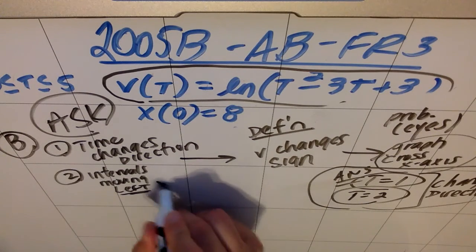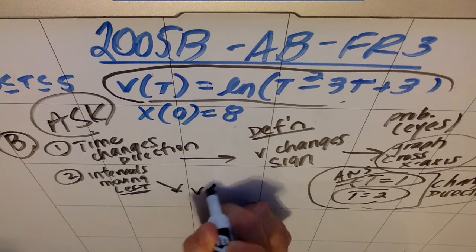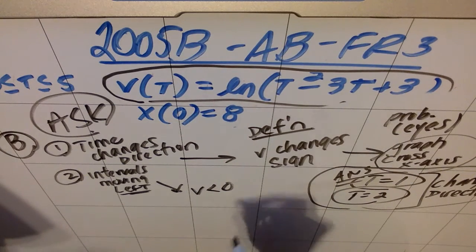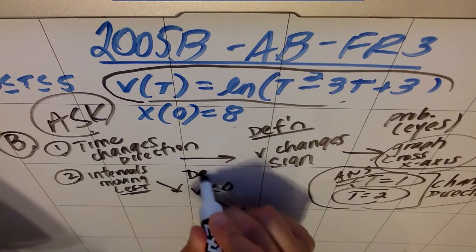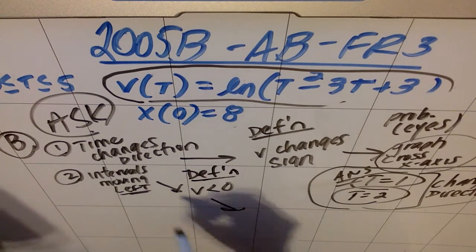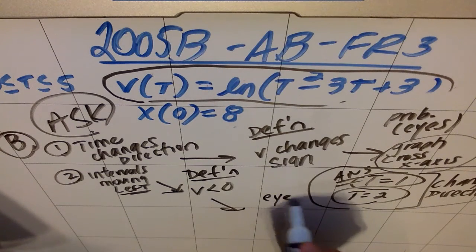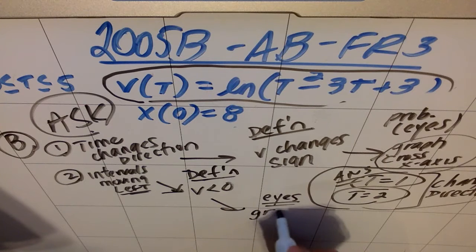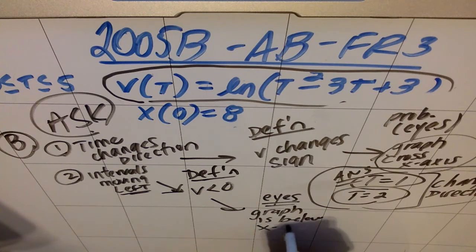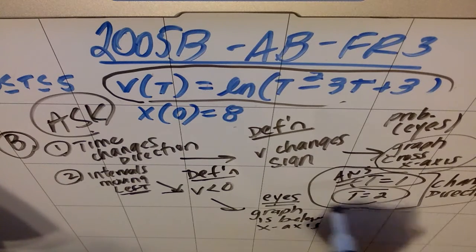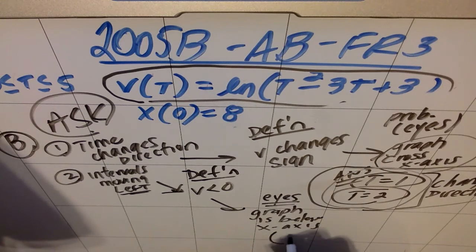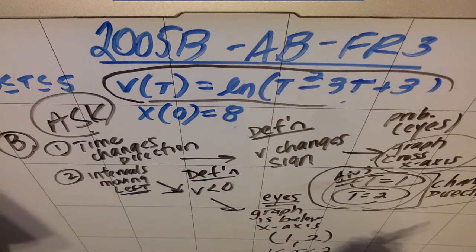Now we talk about moving left. Well, moving left, by definition, means that V is less than 0, right? So this is the definition. What that means for what I can see with my eyes is that the graph is below the x-axis. And that happened between these two, so that would be from 1 to 2, or if you want to write it as 1 to 2, that's just fine. Either way you write it. So the graph is below the x-axis, and that's the connection I need to make.